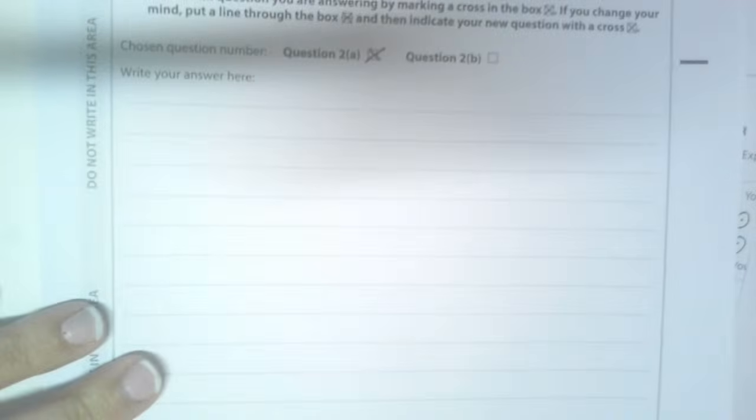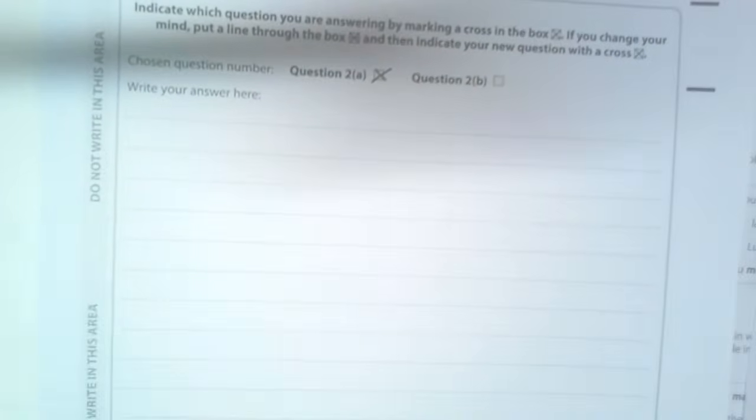We're going to make sure we tell the examiner which one we're going to answer. If you don't do this, it's not the end of the world, but it does help the computer to know which one you are and puts you in the right box. So this is an admin thing.